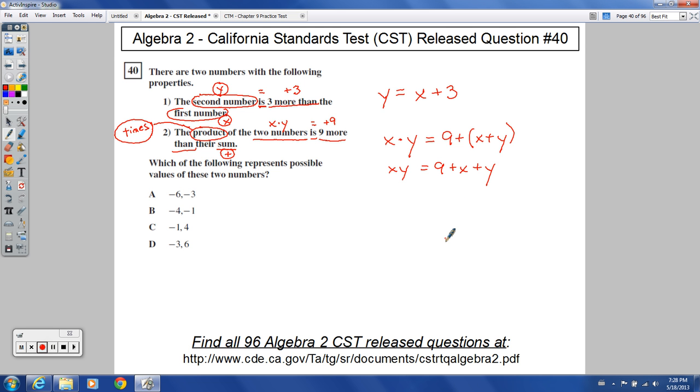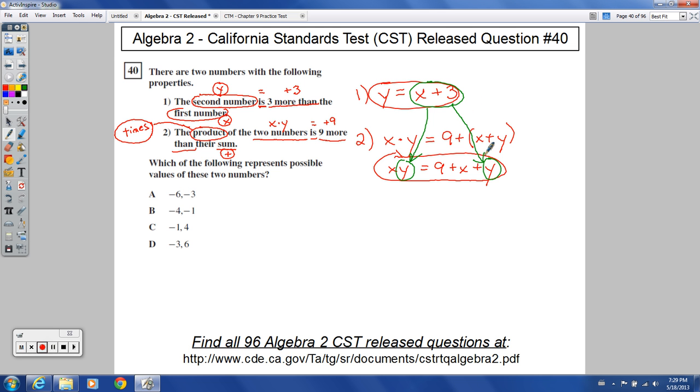Okay, so where can I go from here? I've got two separate equations, one from part 1 and one from part 2. I see that y equals x plus 3, so I'm going to use substitution. I see a y here, and I see a y here. I'm going to plug in x plus 3 in place of each of those.